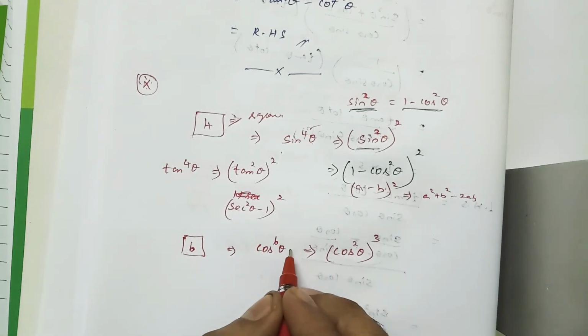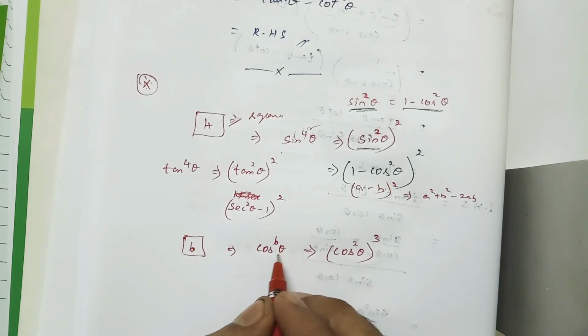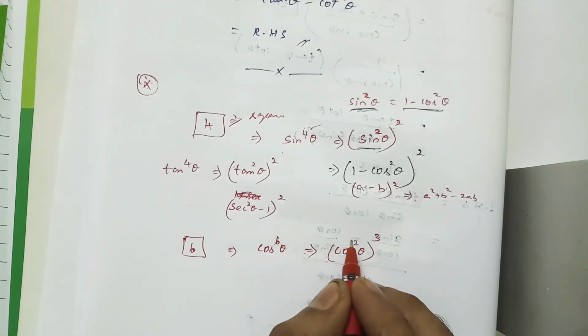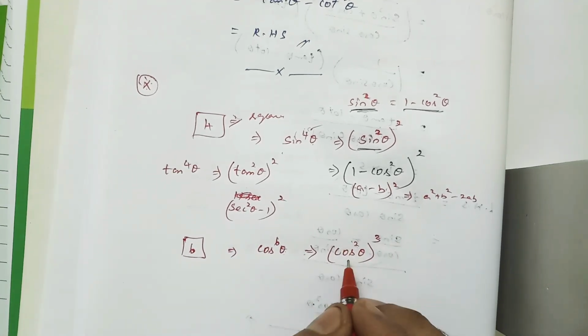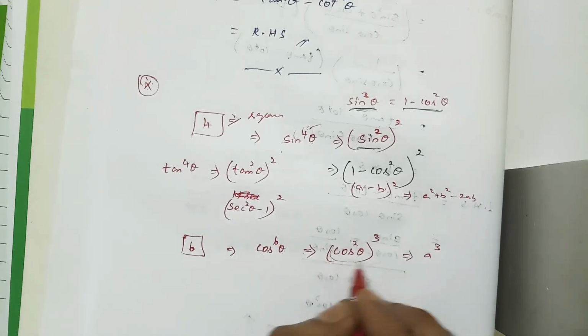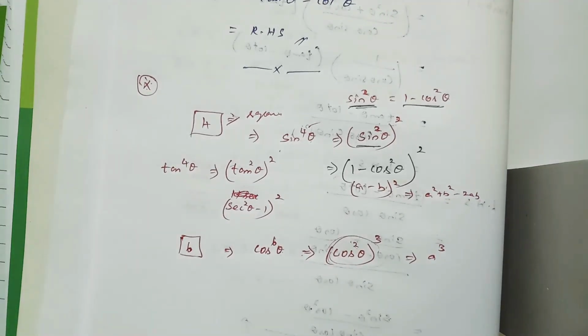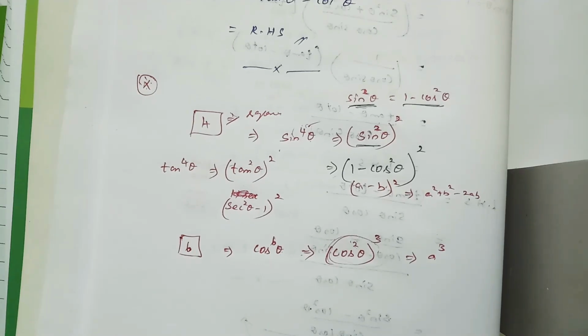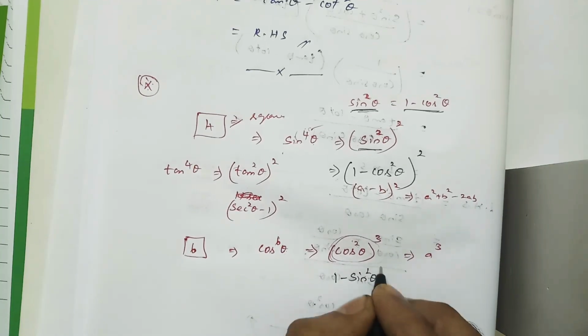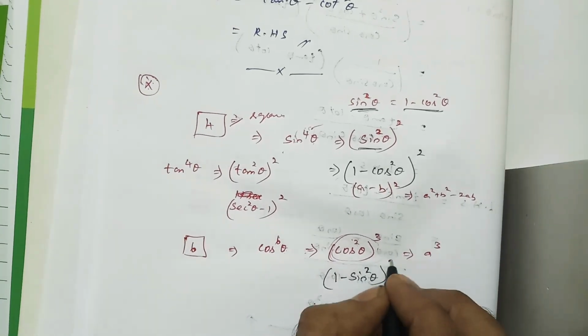Cos power 6 theta is equal to cos square theta the whole cube. It will be in the form of a cube. Already we know that cos square theta is equal to 1 minus sin square theta, so 1 minus sin square theta the whole cube.